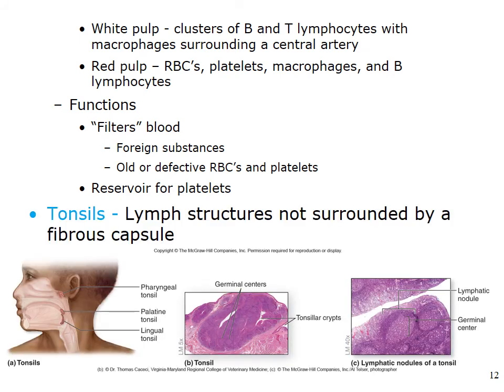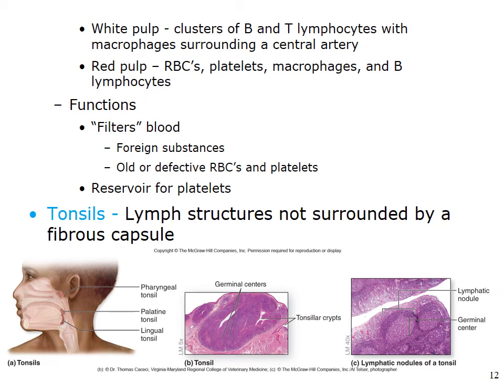The next secondary structure we'll look at are the tonsils. These are lymph structures not surrounded by a fibrous capsule. So when we think of the tonsils, we think of a condition called tonsillitis. Recall once again that itis means inflammation of. And if we notice, we'll see where these tonsils are located. We have what's called a pharyngeal tonsil, a palatine tonsil, and a lingual tonsil.